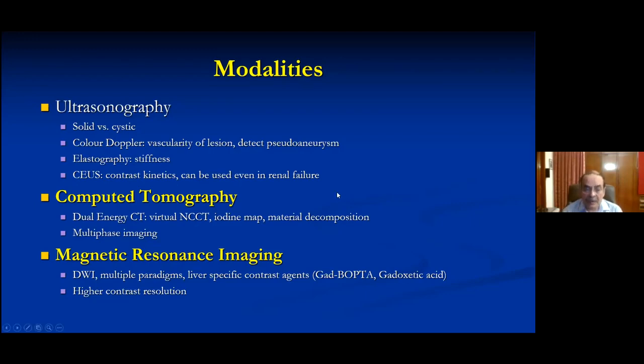CT, for the purpose of characterizing a focal liver lesion, must be a multi-phase CT, when we evaluate the lesion in the arterial phase, portal venous phase, and the delayed phase, and you'll hear a lot of that as we go along this talk.